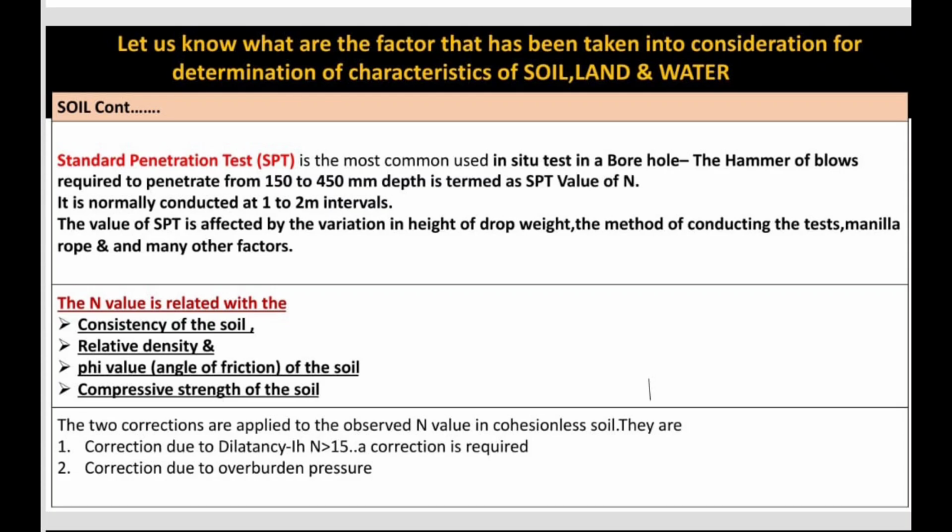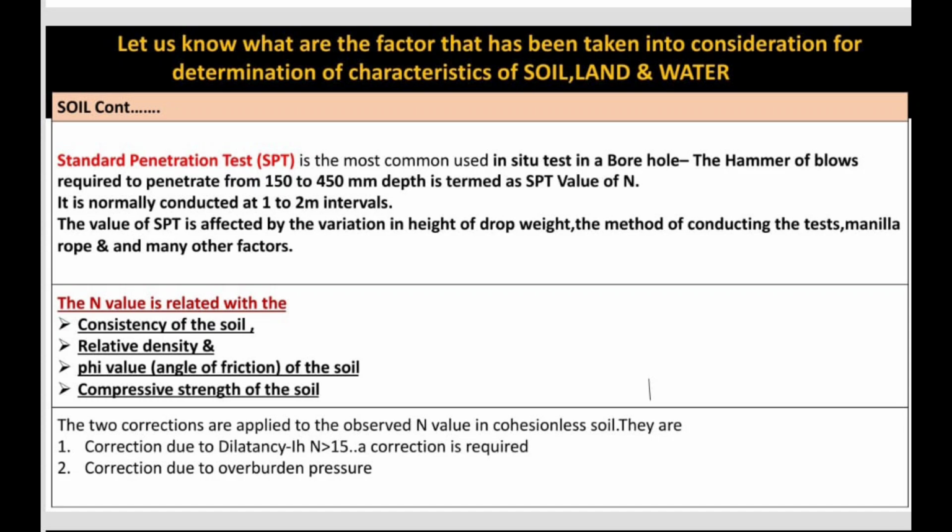Know the engineering properties of the soil. Normally the SPT test is the most common test. I will not go into the detail of these tests as I know you are all well acquainted with them. The SPT value, or observed N value, tells us about the consistency of the soil, relative density, phi value, and compressive strength of the soil.